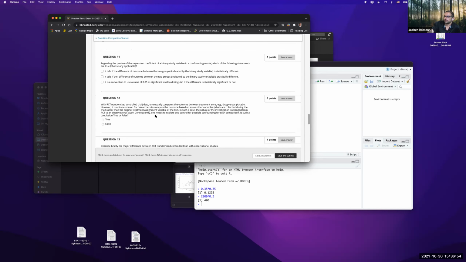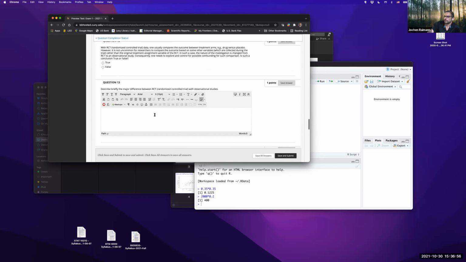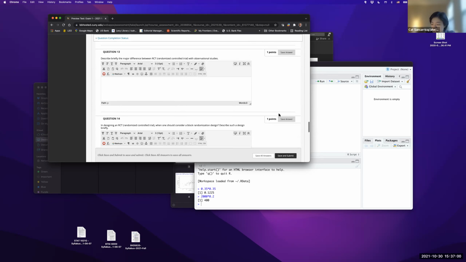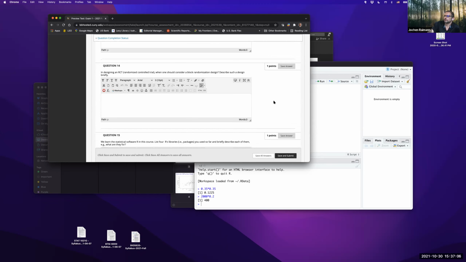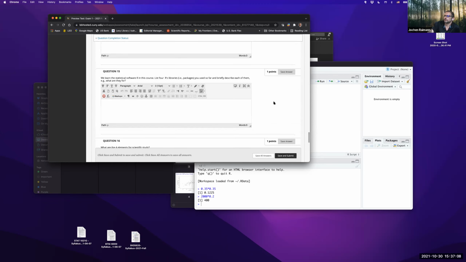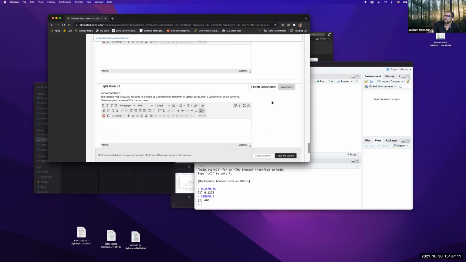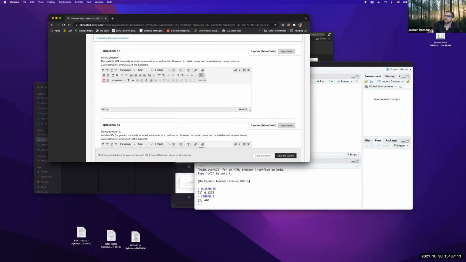And this one we discussed. This one we discussed. Can we go over the bonus questions? Because I was just curious about that. Yeah. One in specific. Okay, so this is block randomization. Talk about the bonus questions.